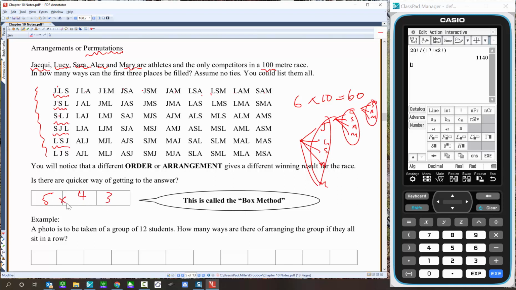5, 4, 3 with multiply signs here, which means that 5 4s are 20. 20 times 3 is equal to 60. Much easier way of thinking about this problem than a tree diagram or doing this. So the number of ways first can be filled is 5. The number of ways second could be filled is 4 because there's only 4 other competitors left. And then after we've got those 2 competitors filled there, there's only 3 of them remaining.